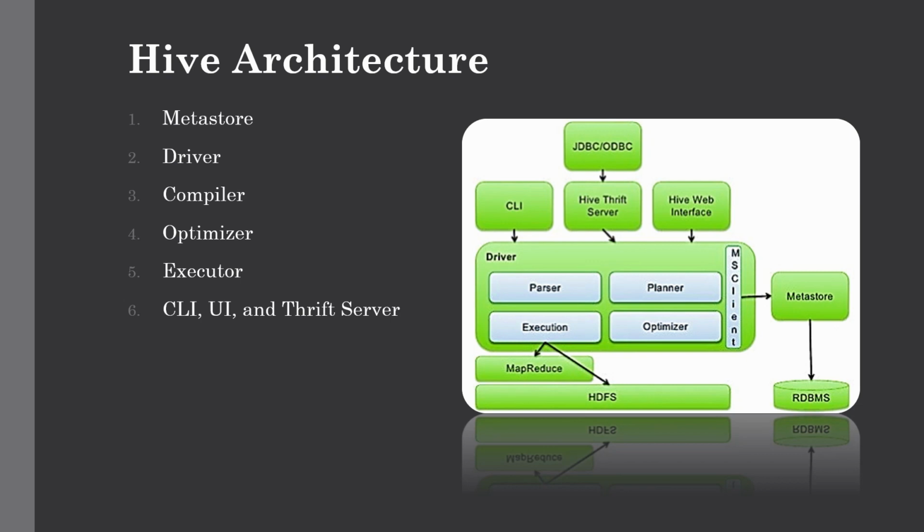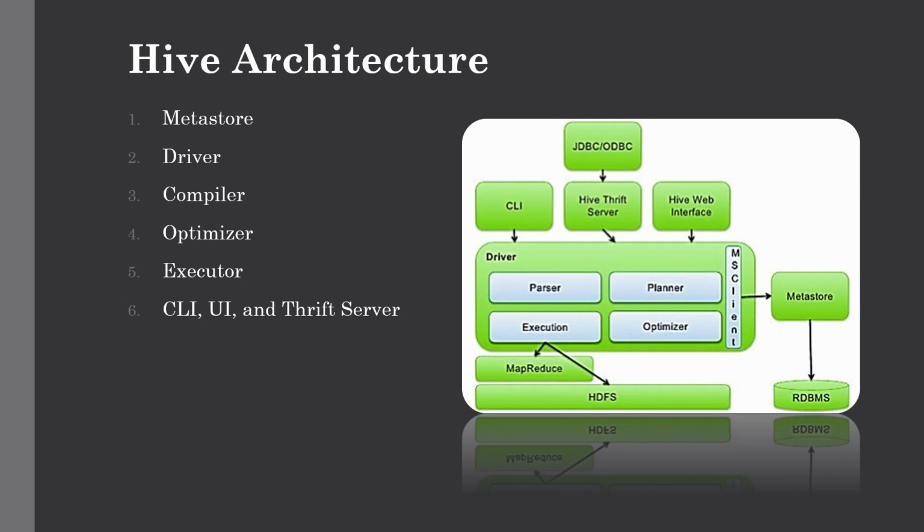The optimizer, as the name suggests, provides various transformations and execution plans to produce an optimized DAG, which is a directed acyclic graph. What it does is aggregate the different transformations together and convert a pipeline of joins into a single join, which is more efficient and gives us better performance. It also splits the task, such as applying a transformation on the data before the reduce operation, for providing optimized performance. And the next component is the executor.